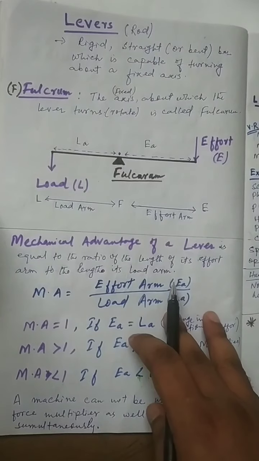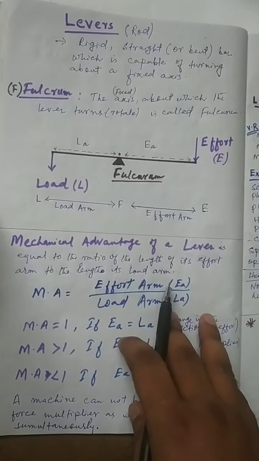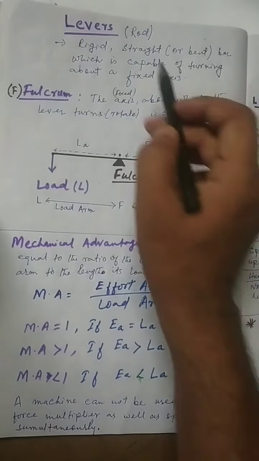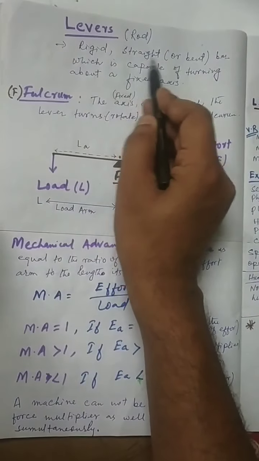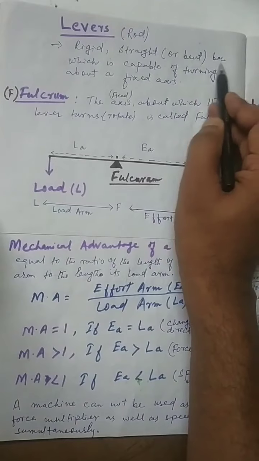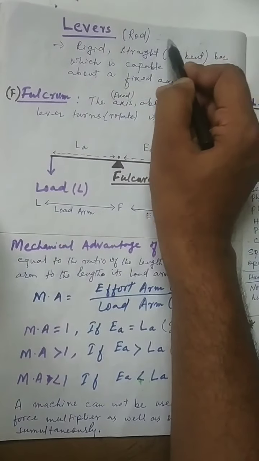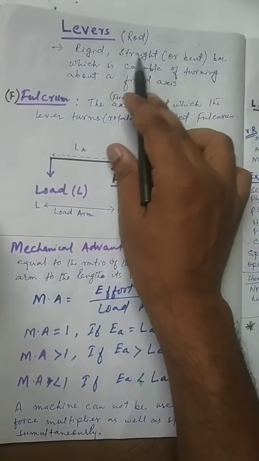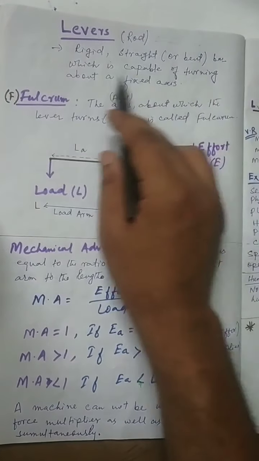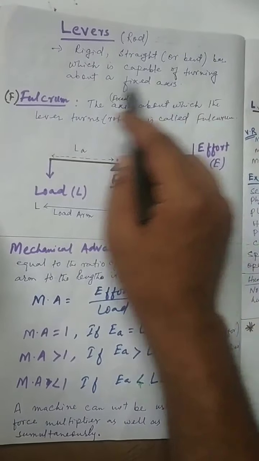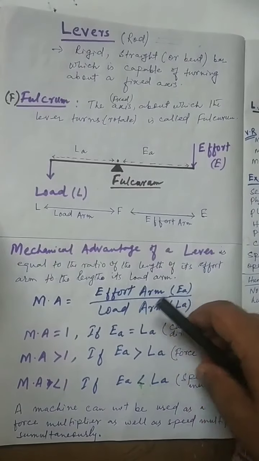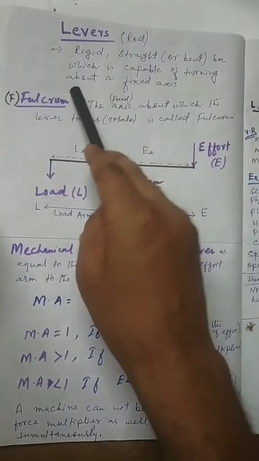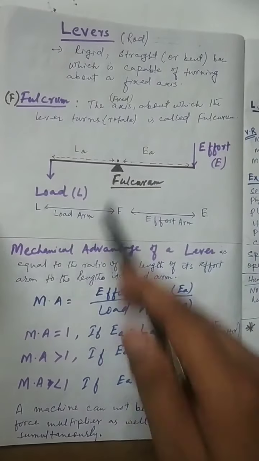What is a lever? In your book, page number 51, it is defined as: a lever is a rigid, straight or bent bar. Bar means just a rod-like shape. A rigid, straight or bent bar which is capable of turning about a fixed point. Okay, this is the definition.